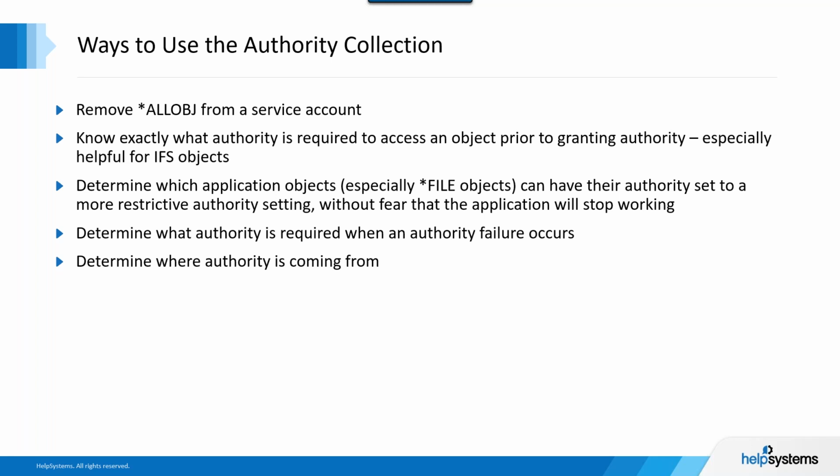We can also determine what authority is required when an authority failure is occurring, and we can determine where authority is coming from. So the scenario of how is this person getting access to this file or data area or program or whatever it is. And again, authority collection spells that out.